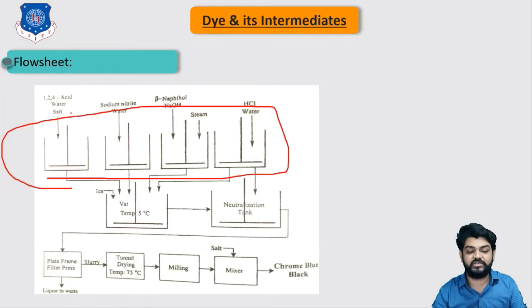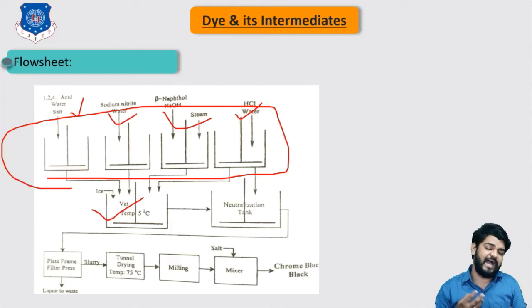The first one is our main raw material. Then we are preparing solution of sodium nitrate, then beta-naphthol and HCl. All of these 4 solutions are being mixed inside this coupler unit, which is also known as the vat, in which we are adding ice to maintain a temperature of -5 degrees Celsius.